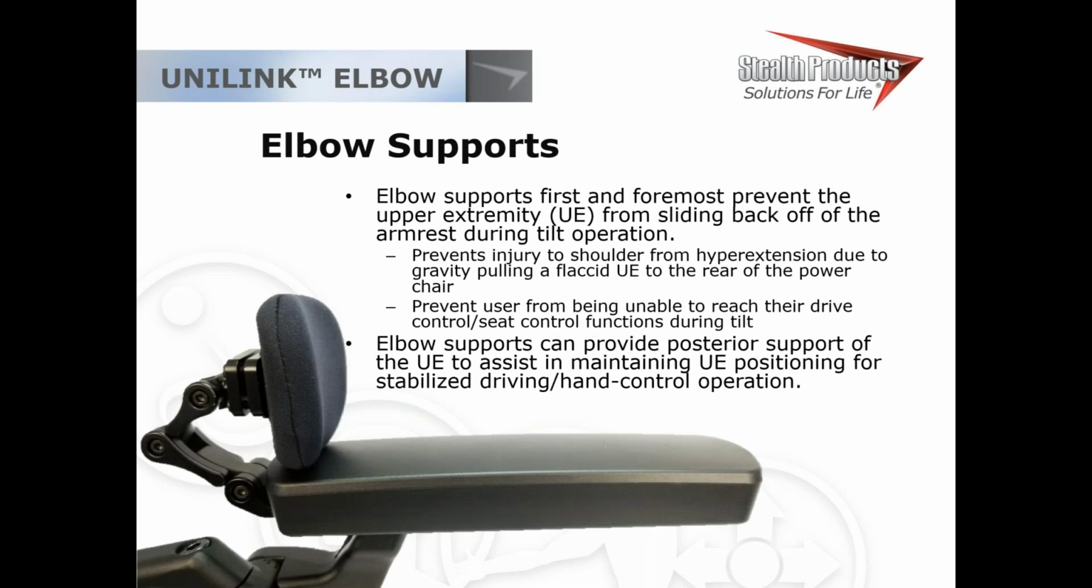So these elbow supports do the same thing they've always done, same thing every other elbow support out there on the market does. They really hold your elbows in place and prevent you from sliding off or away from the front side of your arm pad during your tilt. So this is really going to help prevent injury to your shoulder, prevent gravity from pulling you down, and keeps that end user's hand in place in reach of their driver control, of their seat function box, things like that.